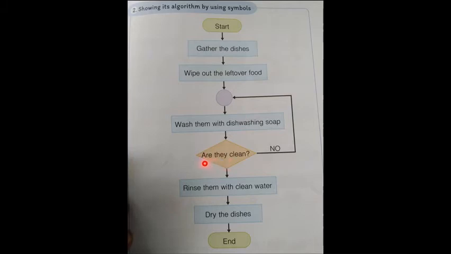Anyway, last time, are the dishes clean? No. Wash them with soap. Are they clean? Finally, they are clean, and we say yes. Rinse them with clean water, then we dry the dishes. Okay, so the reason this is really good is we can ask a question in here. So if the dish is not clean, we don't go straight to the next step. We go back and we wash it again.